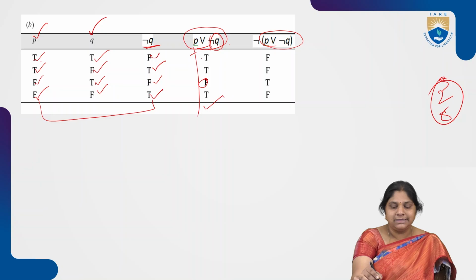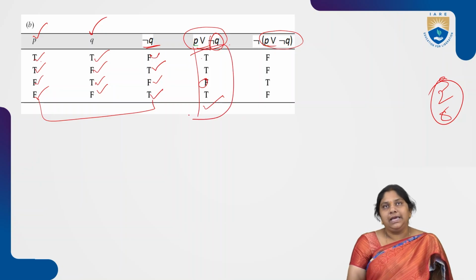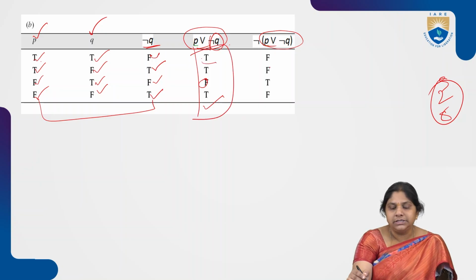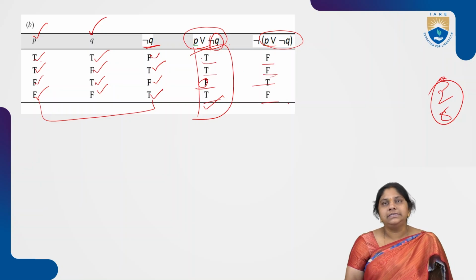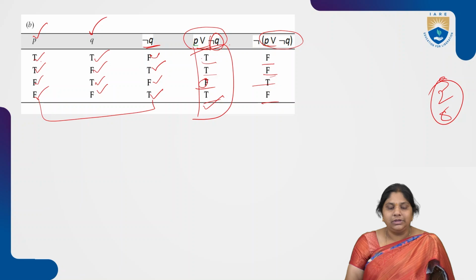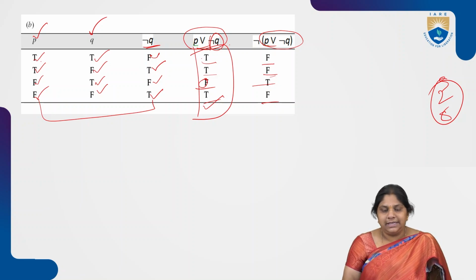For this entire statement, we need to do the negation. So it is true means false, true, false, false, true, true, false. Like this, we can know the truth value of negation of P or negation Q. So let us see the next problem.